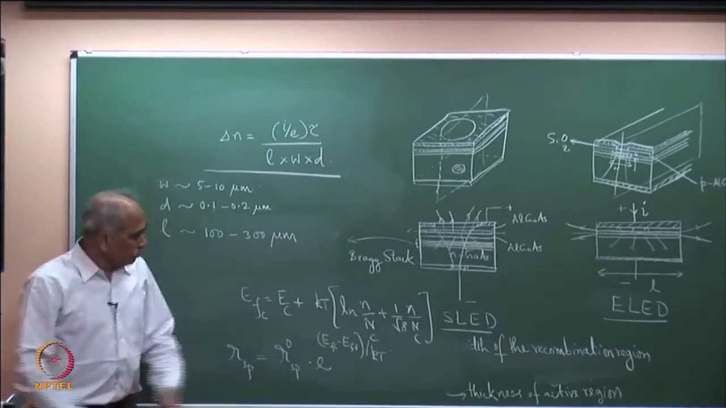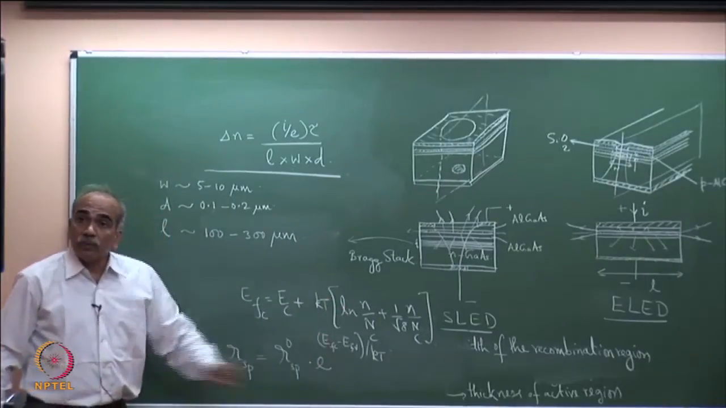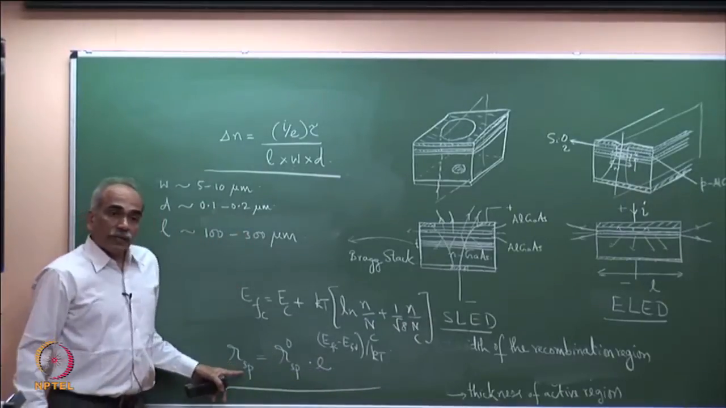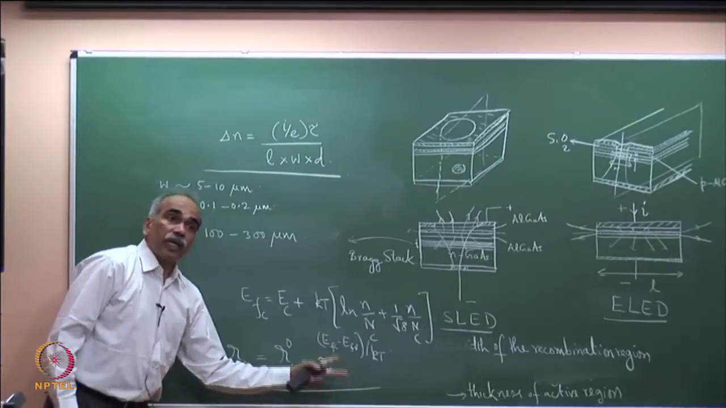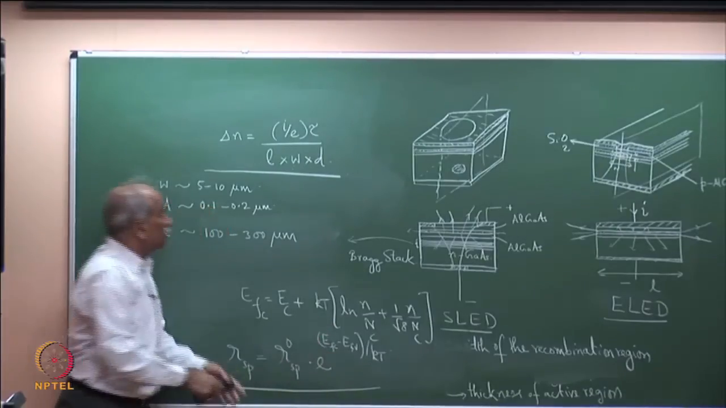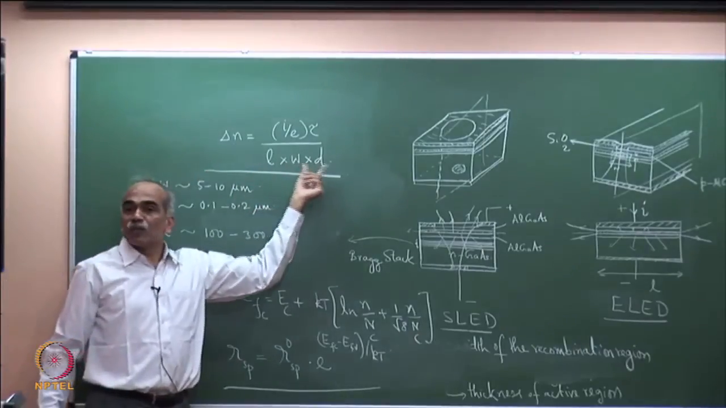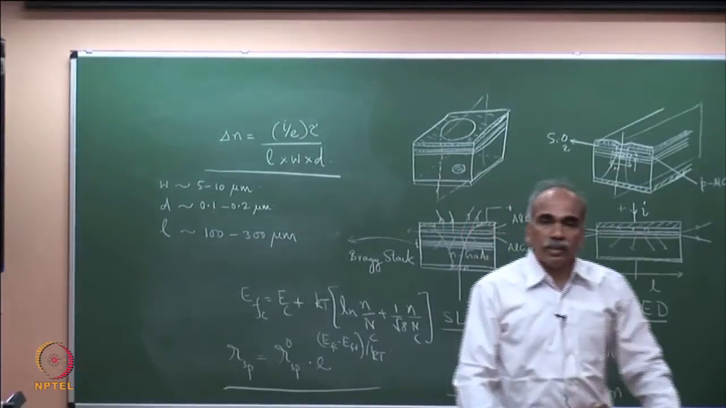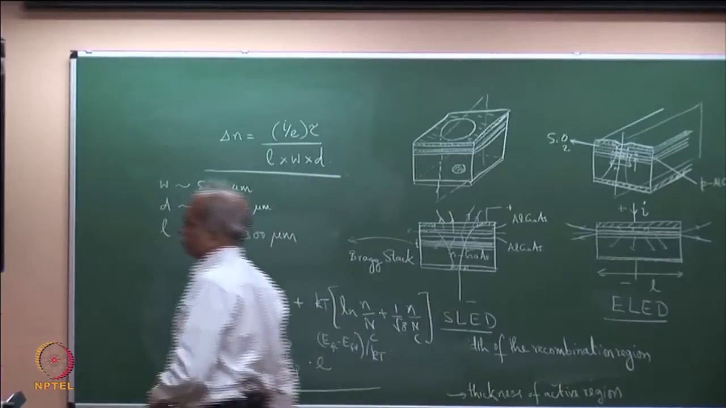For thermal equilibrium, EFC equals EFV, so this term is e to the power of 0, which is 1, but in quasi equilibrium, the rate of spontaneous emission gets multiplied by this factor. This factor will be large if the separation is large. The separation is large if delta n is large. Delta n is large if dimensions are small for a given current. So, this is the logic why the strip width has been reduced.